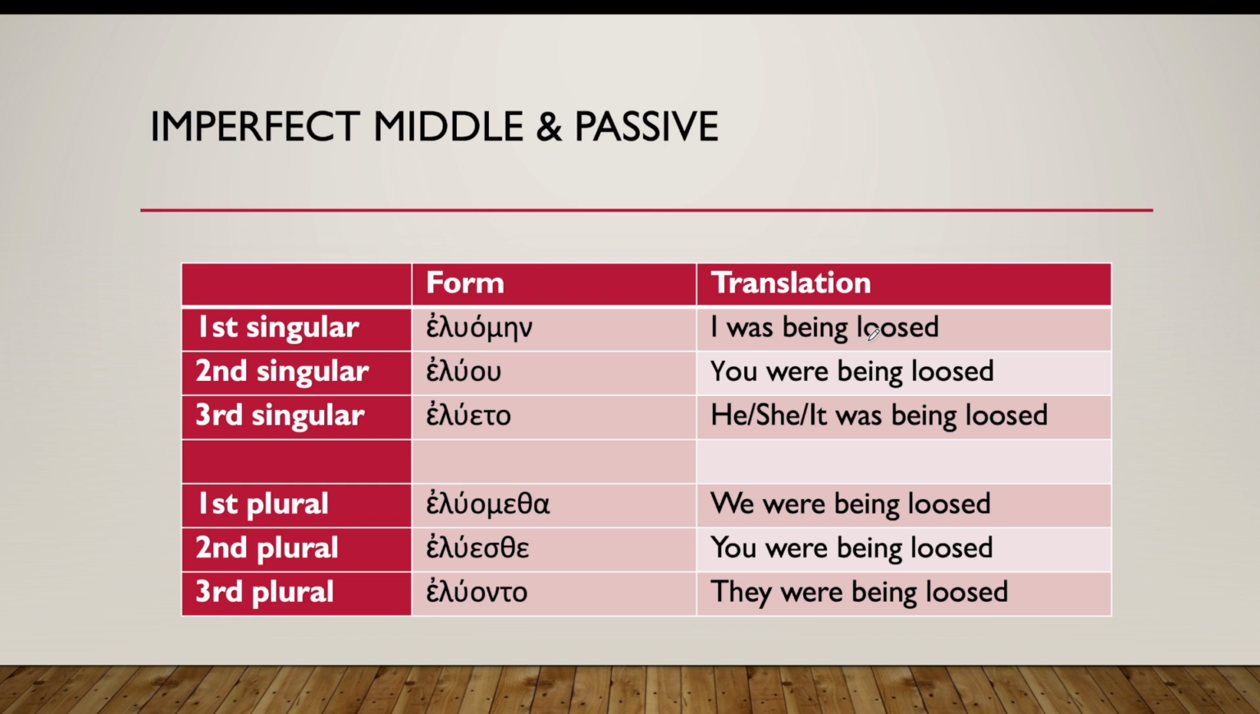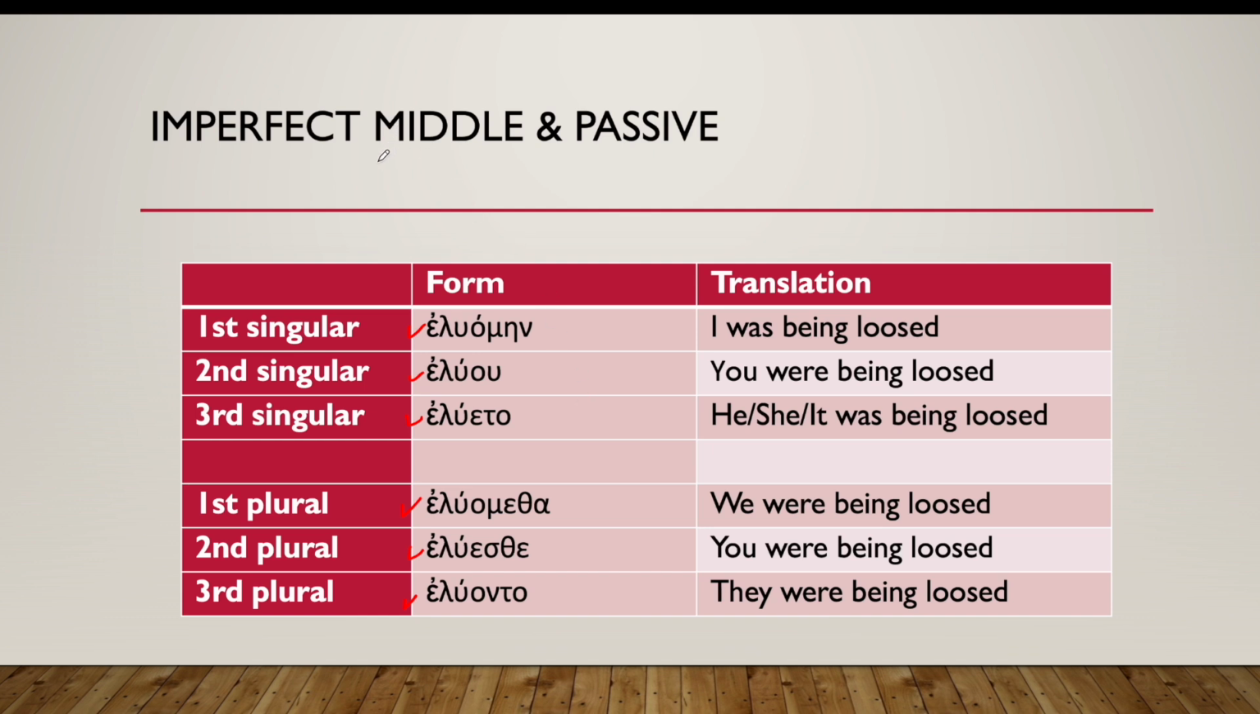Here's the imperfect middle and passive. First person singular, eluomen. Second singular, elou. Third singular, eleueto. First plural, eluometha. Second plural, eluesthe. Third plural, eluonto. Again, a new set of endings that you need to learn.